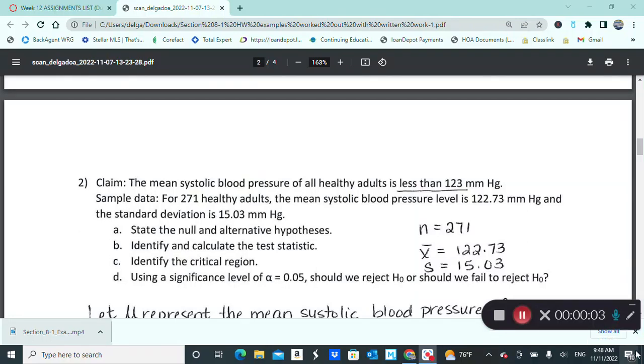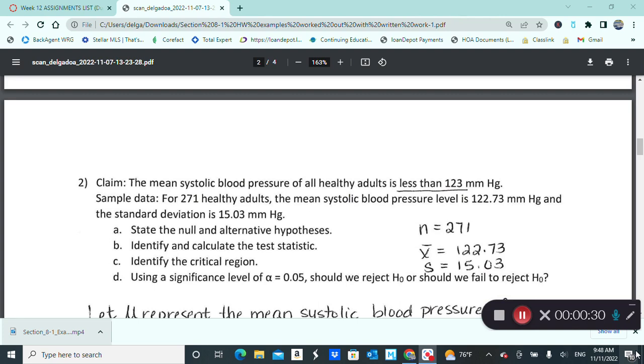In the second example, we have a real-world scenario to investigate, which is always my favorite because we see why hypothesis tests are useful versus working in the abstract. So in the second example, we have the claim that the mean systolic blood pressure of all healthy adults is less than 123 mmHg.